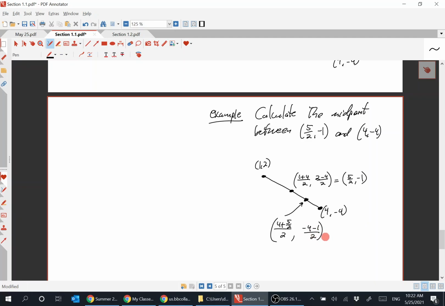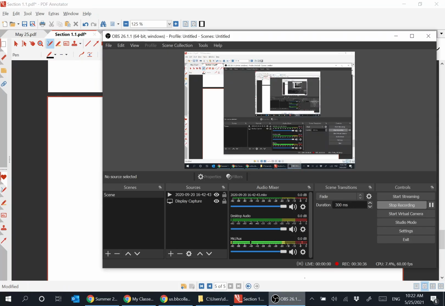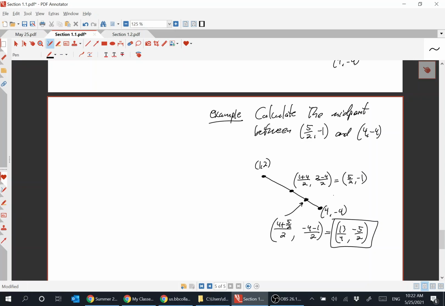All right, so this one's got a little more arithmetic involved with it. That point is going to be 8 halves plus 5 halves, so that's 13 fourths, and then this is minus 5 halves. So 13 fourths, minus 5 halves is the coordinate of this point 1/4 of the way from 4, -4 to 1, 2. And so on and so forth. You can find even more points in between points.